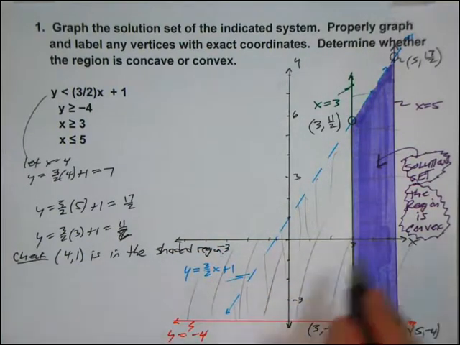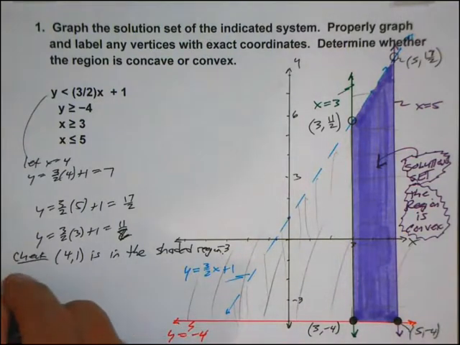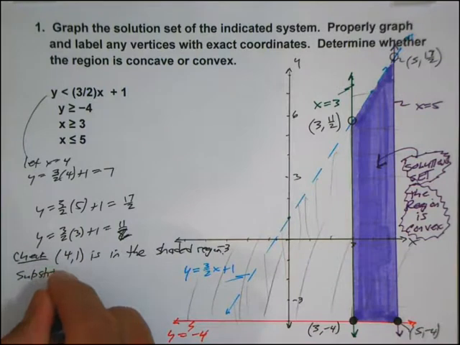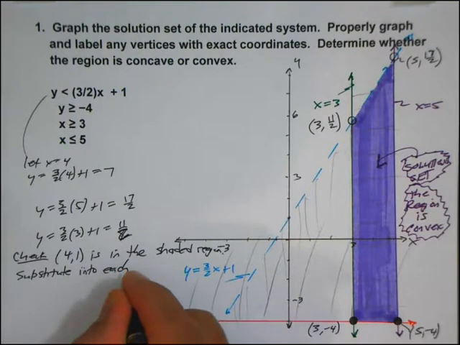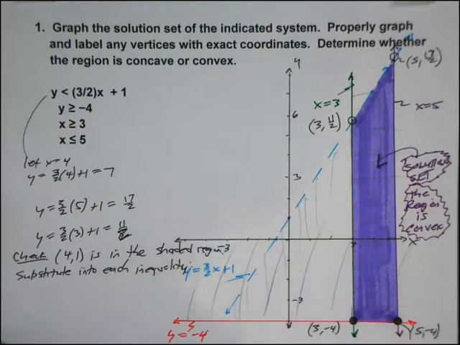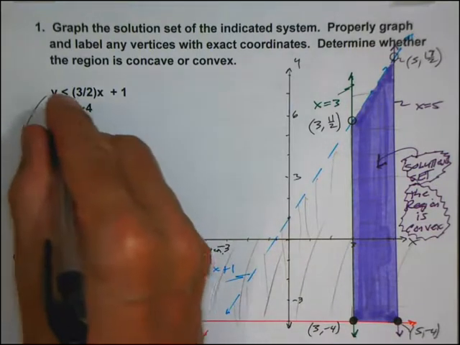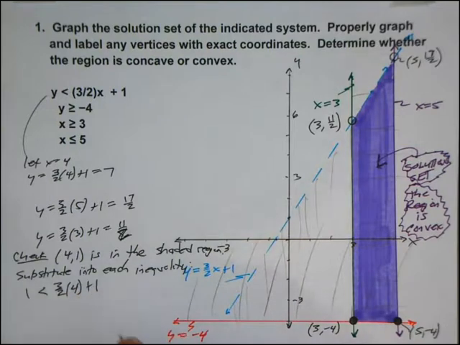Okay, what's it mean to be in the shaded region? That means it's a solution to the system. Okay, so then we should be able to substitute it into each inequality. And we're supposed to get true statements every single time. Here we go. First inequality, y, 1, how about less than 3/2 times x, which is 4, plus 1. Let's see, this side becomes 6 and 1, 7. 1 less than 7, true.